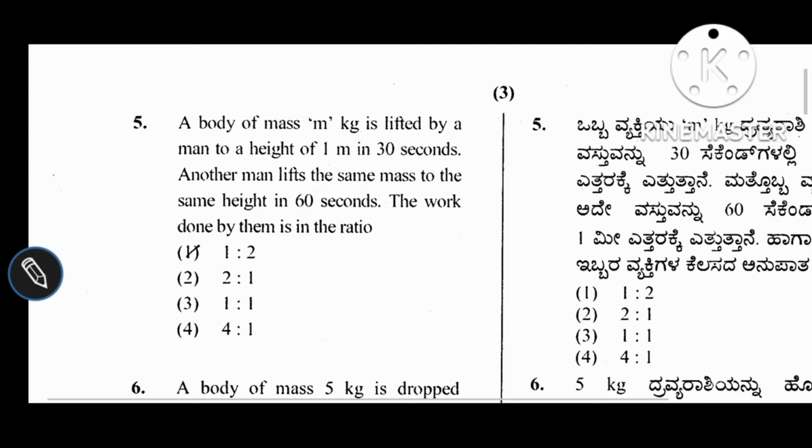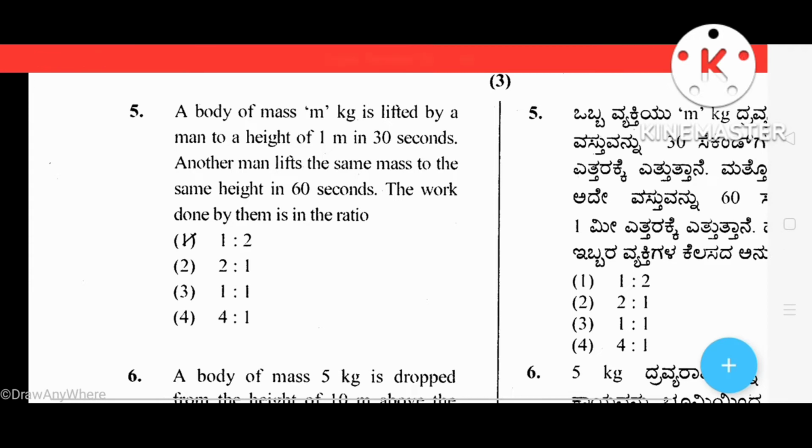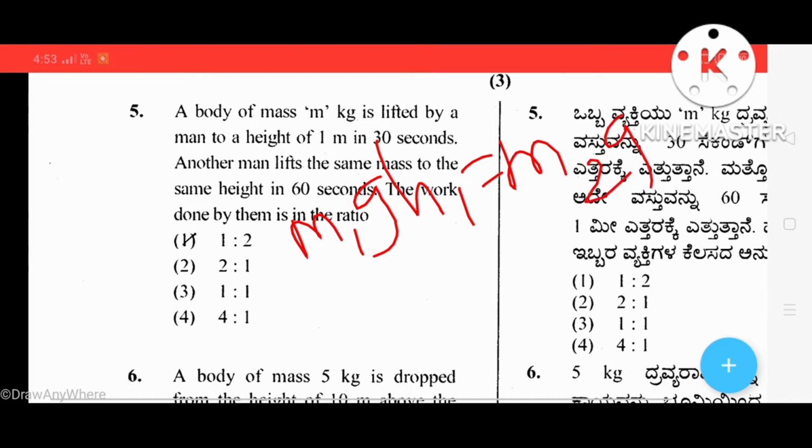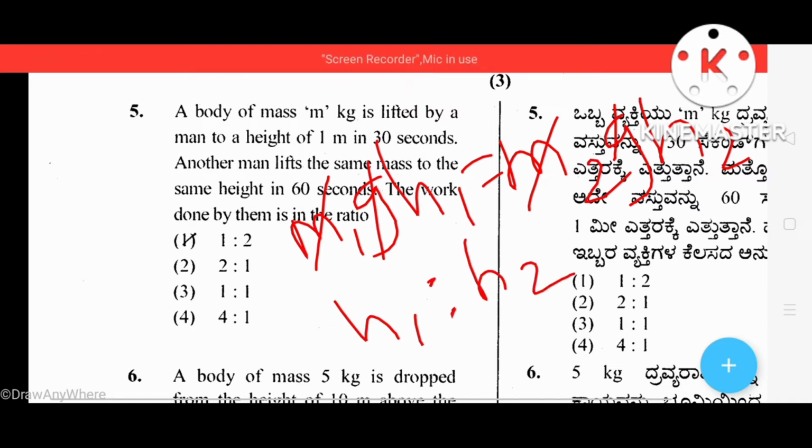A body of mass m kg is lifted by a man to a height of 1 meter in 30 seconds. Another man lifts the same mass to the same height in 60 seconds. Then the work done by them is in the ratio. Here we can use the formula m1 g h1 is equal to m2 g h2. Since the mass is the same, m1 and m2 get cancelled and the g value also gets cancelled. Remaining is h1 is to h2. So the height is also the same here, that is 1. The second man lifts the object to the same height. Then the ratio is 1:1 and the correct option is 1:1, that is C.